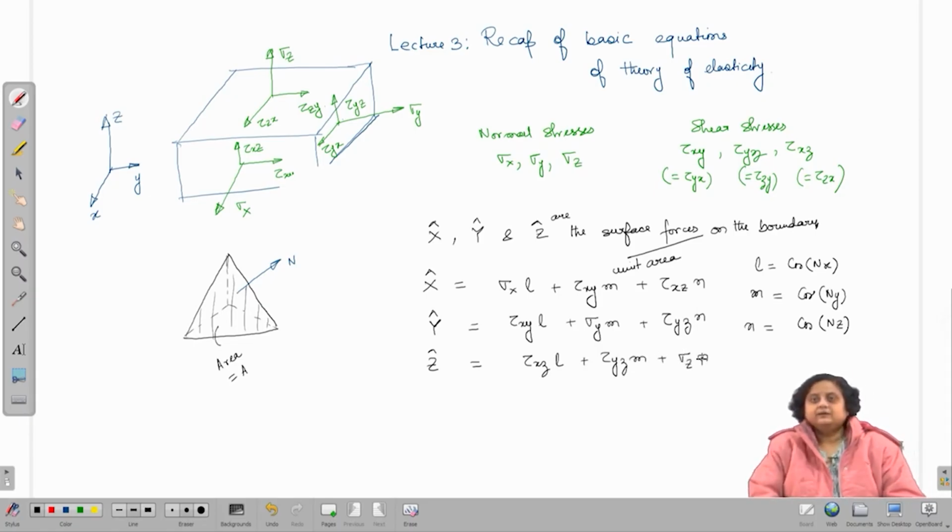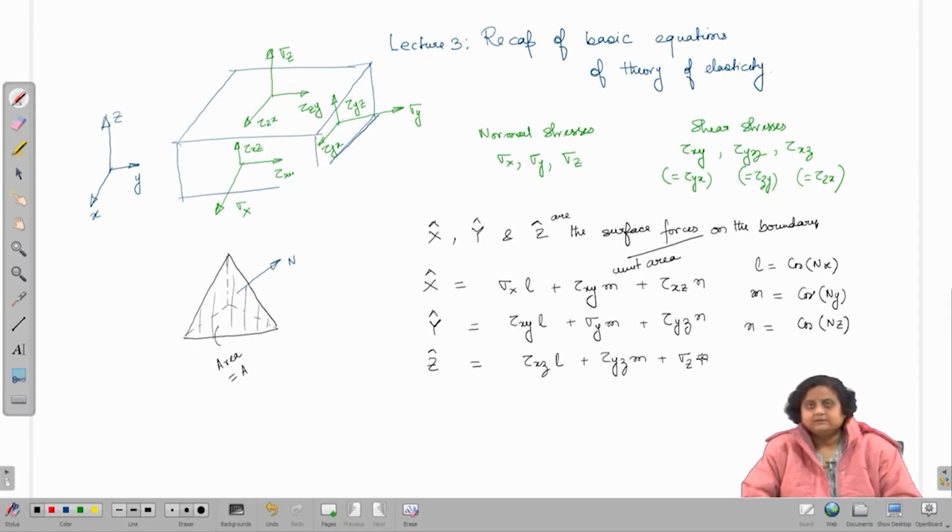So, these are the three boundary conditions that the stresses need to satisfy along with the three equilibrium equations that we have just derived. Now this is the first set of equations that one needs to know. Perhaps all of you have gone through these equations during your courses on solid mechanics and theory of elasticity.